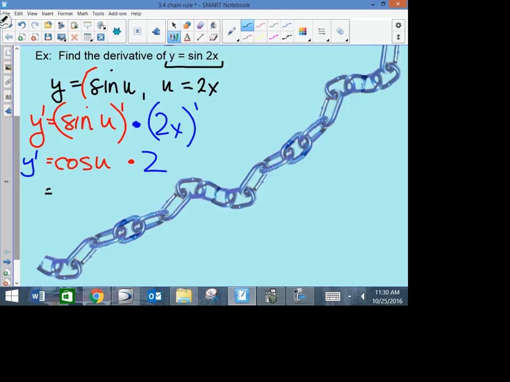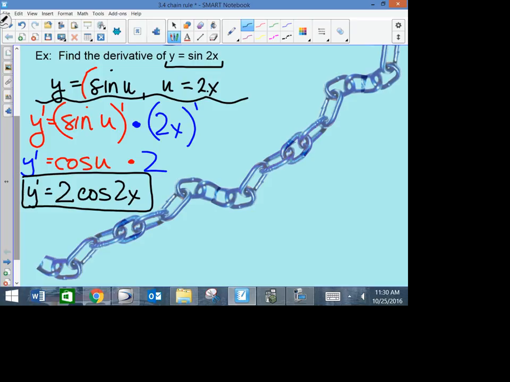So what is it? I'm going to pull my 2 around front. Cosine u, but instead of u, I'm going to write 2x. That's my derivative. That's the chain rule. The hardest part sometimes is figuring out what the composite is. But remember, you did this in pre-calc. You just have to say, okay, if I put 2x inside u, I will have sine of 2x. And there's really not a lot of variance with that. It's how you're going to do it.